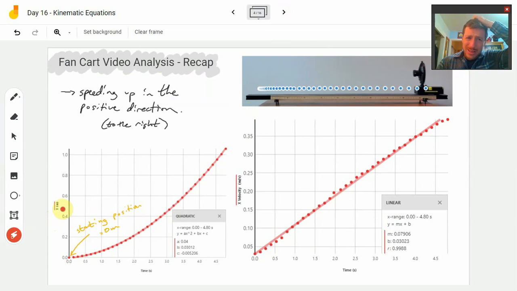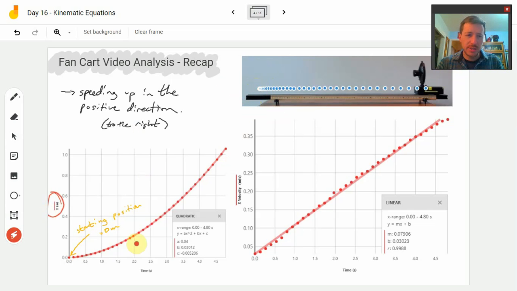So here we go, a little recap of what we did the other day. We did this fan cart video analysis. We had the video with the fan cart and we tracked its position using this little yellow tape through time. Because we knew how many seconds each frame represented, which was 1/30th, and we knew how many pixels 1 meter was, we could calculate its exact position relative to the origin, which we set right here. We could track its position through time.